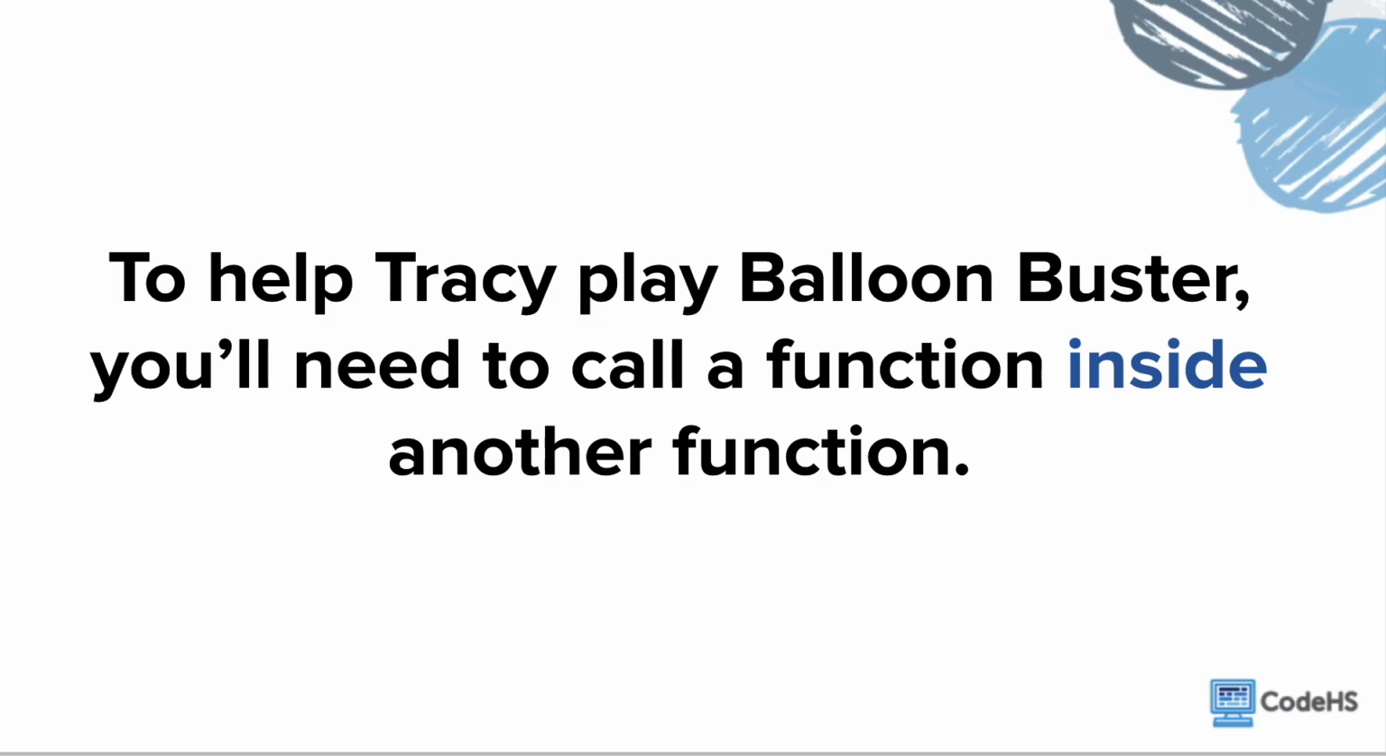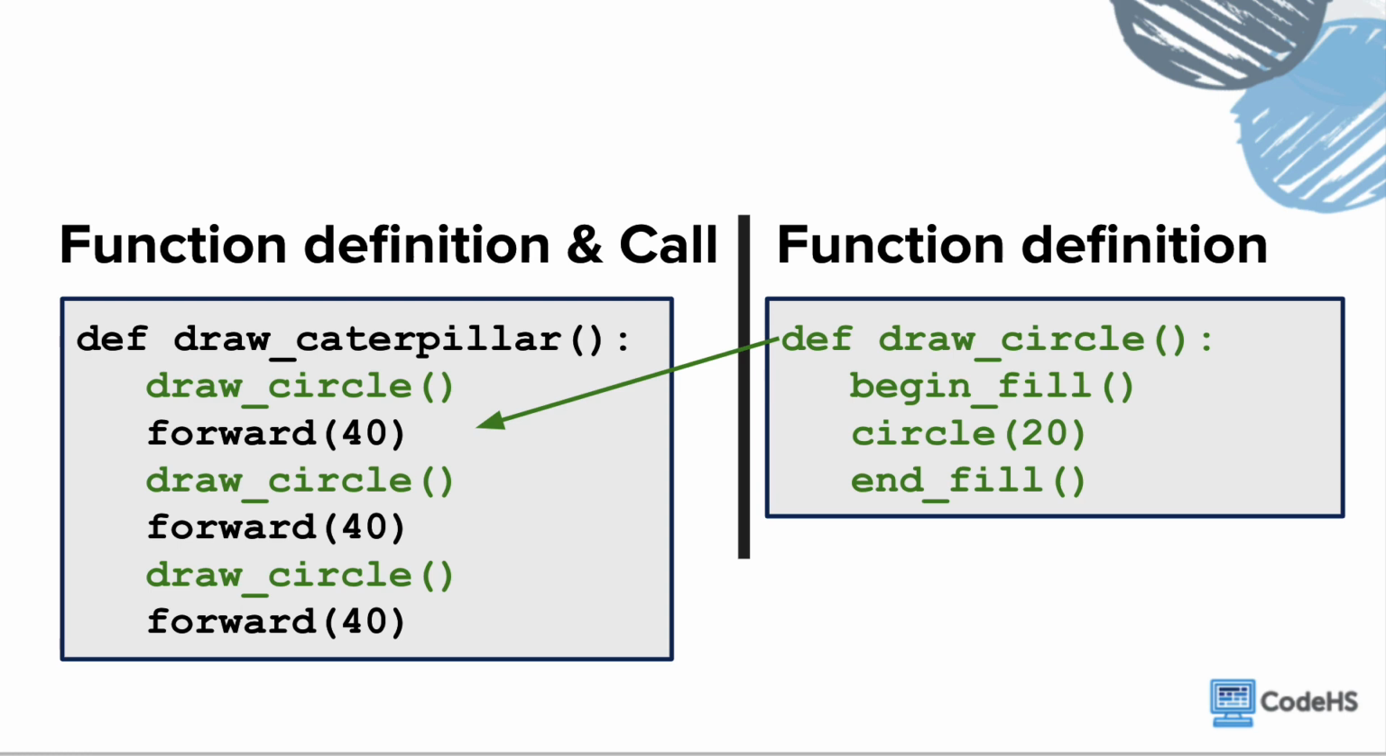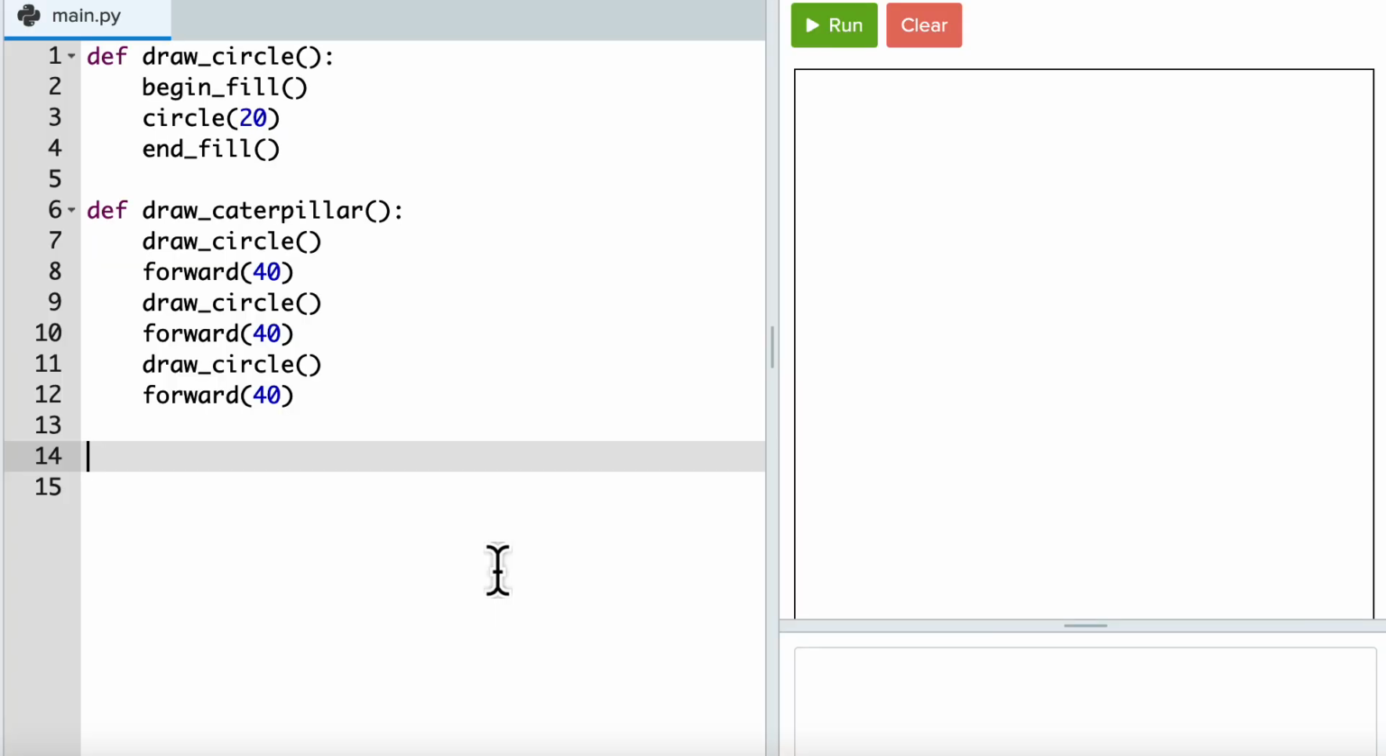In order to help Tracy play Balloon Buster, we'll need to define functions that call other functions. For example, we have a function called drawCircle defined. If we want to draw a caterpillar using this function, we can call the function inside the other function we're defining. Let's take a look at this in our editor.